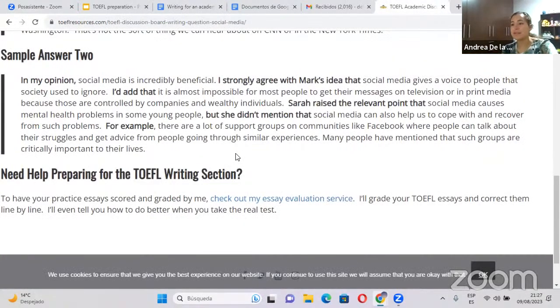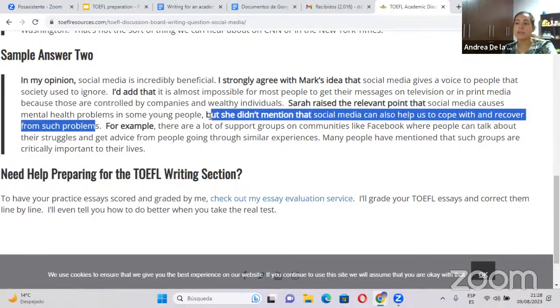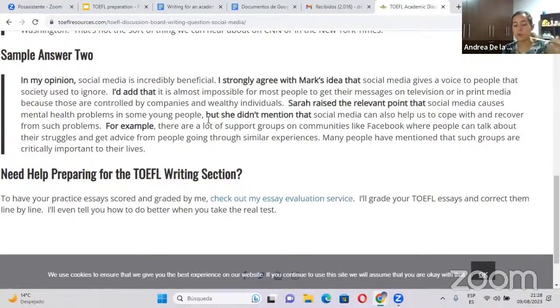But in this case, I wouldn't make the same comment, because if you look at the example, it is proving the main opinion or the point of the student, right? That social media is incredibly beneficial because it's an example of one benefit of social media. That there are a lot of support groups, that it helps people cope and recover with these problems, right? So it depends, I guess. It's not bad if you give your details for the point that you have here, as long as it's supporting your opinion directly, right? So that is the difference in this case.